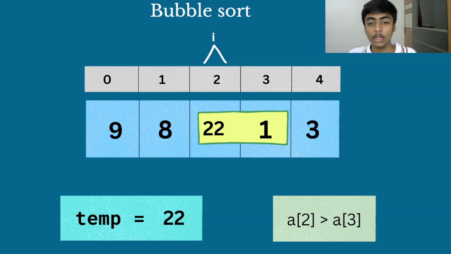Now we'll be comparing 22 and 1. We'll be checking if a of 2 is greater than a of 3. Basically, if 22 is greater than 1. This is true, so we're going to repeat the same process. We're going to swap them.